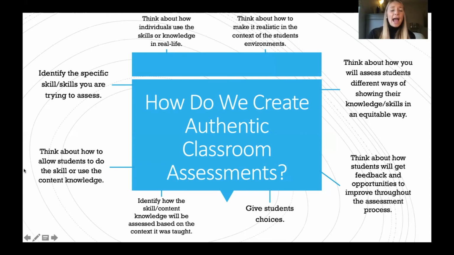Next, I like to think about how to allow students to do the skill or use the knowledge. So, what can I actually have students do so that they'll be using the skill that we've taught?